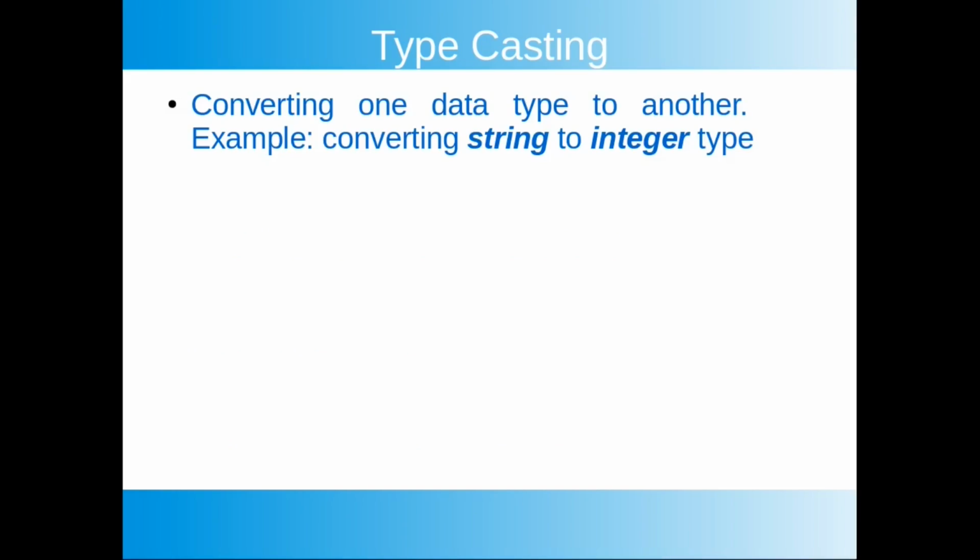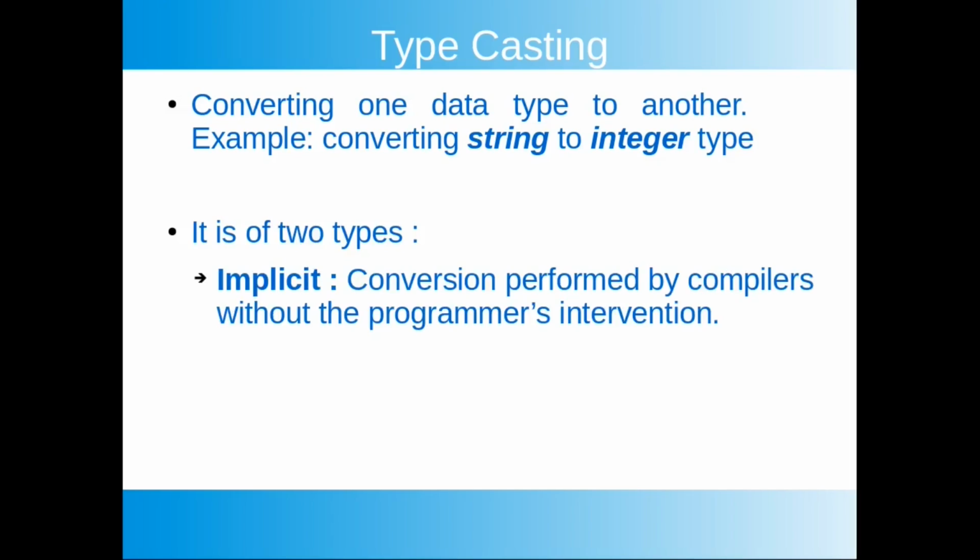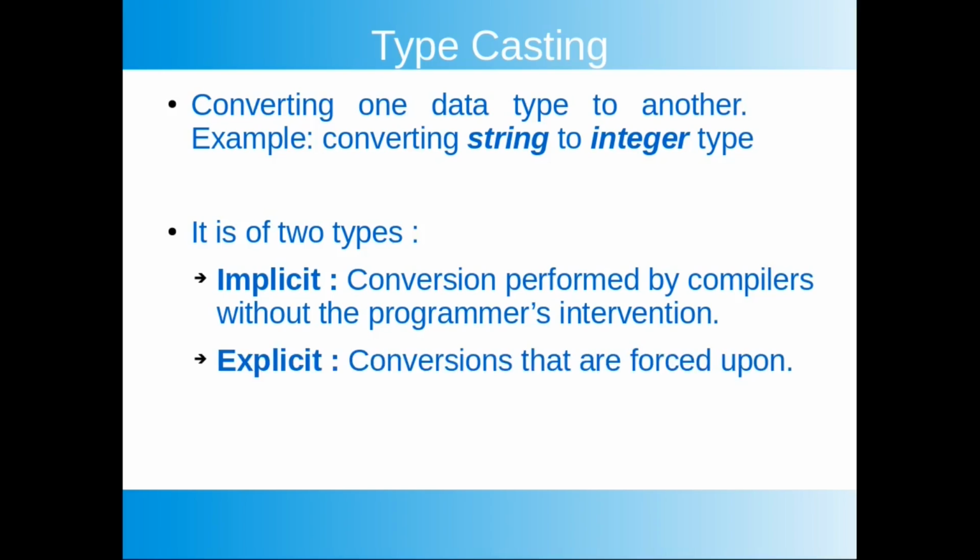So typecasting is converting one data type to another. For example, converting string to integer type. And these are of two types. The first one is implicit, where conversions are performed by compilers without the programmer's intervention. And the second one is explicit.